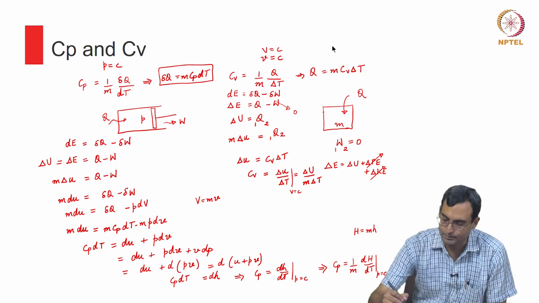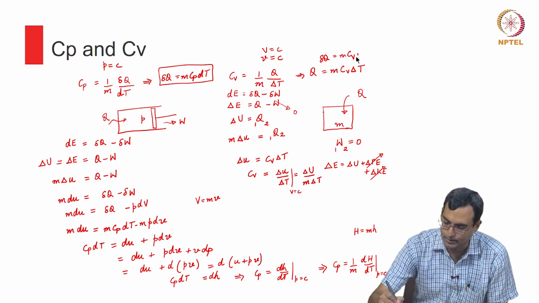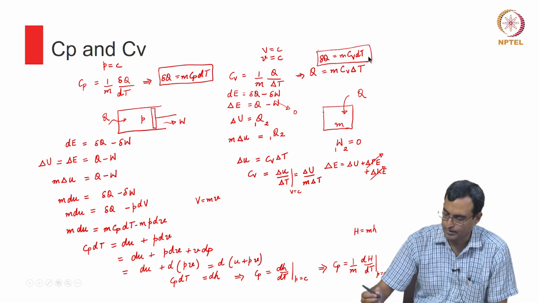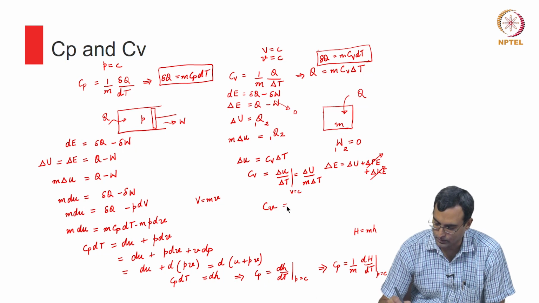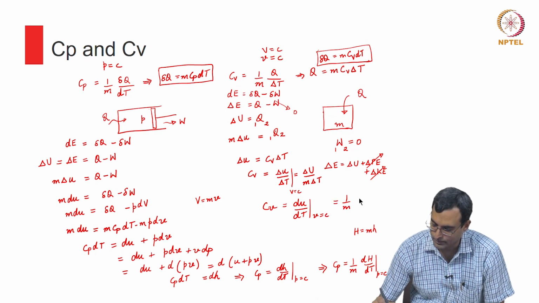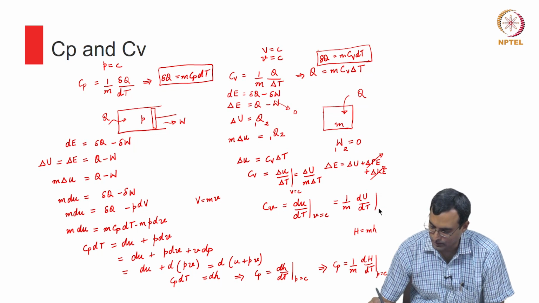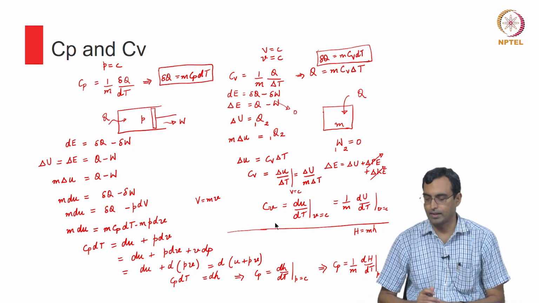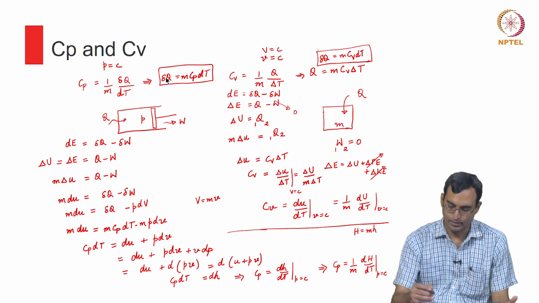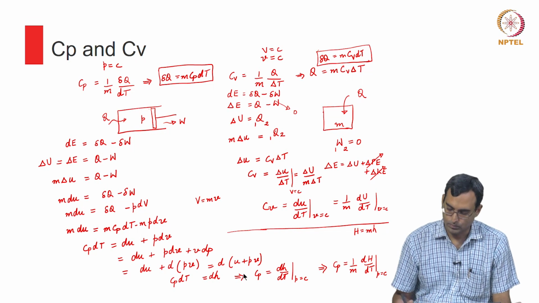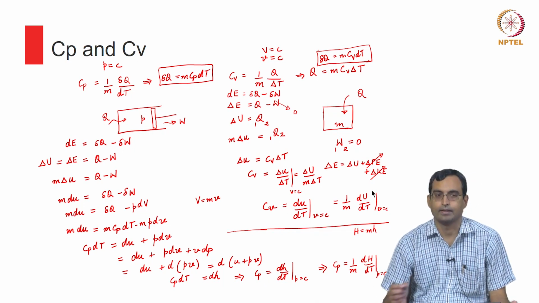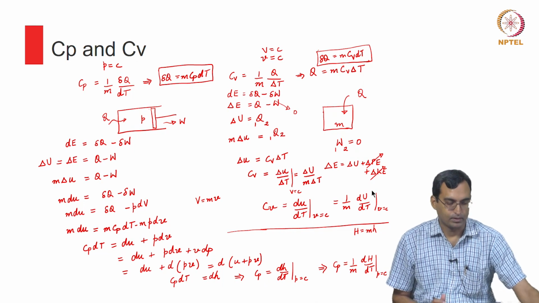Similarly, over here we have del q is equal to mCv dt, or q is mCv delta t. That is our definition of Cv, and from there we see that Cv is also equal to du by dt at V equal to constant, that is equal to 1 by m d capital U by dt when V is equal to constant. So, we have expressions for Cp and Cv in this fashion, and we can calculate either the heat transferred in this case, or we can calculate heat transferred in this case in terms of changes in internal energy and so on. So, that is something which is useful to keep in mind.